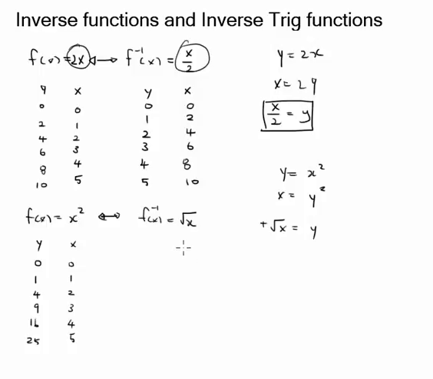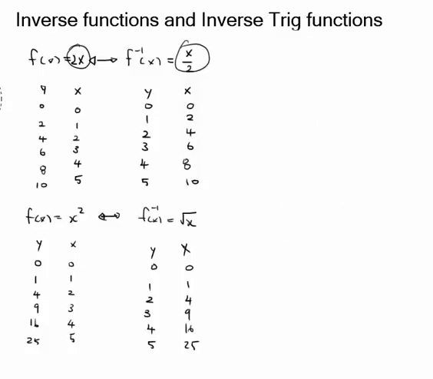Therefore, the x values here are the y values over there, and the y values will be the x values over here. So when x values are 0, 1, 4, 9, 16, 25, then what's the square root of 0? That's 0. Square root of 1 is 1. Square root of 4 is 2. And this is 3, this is 4, this is 5. So that's the inverse function of y equals x squared.